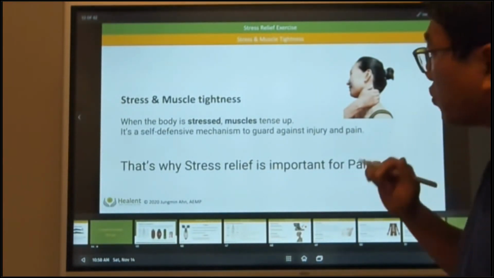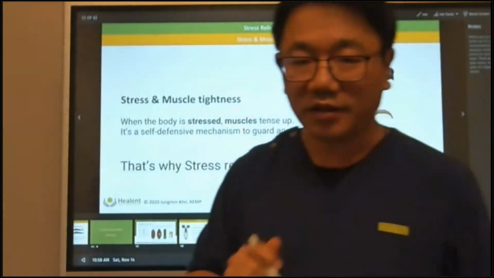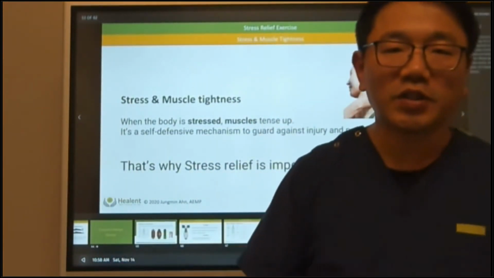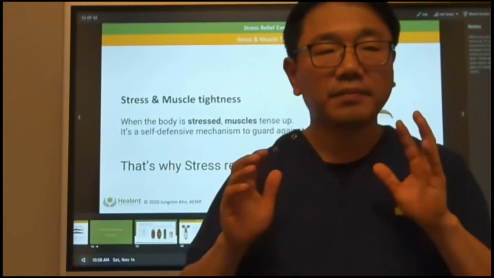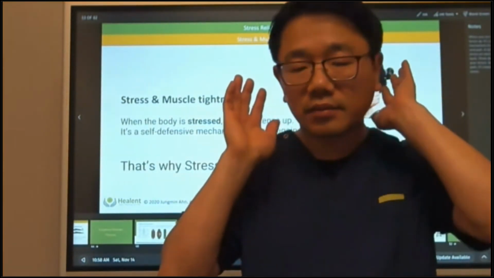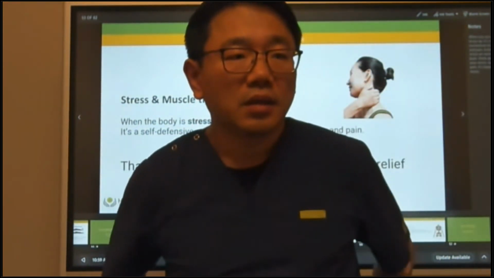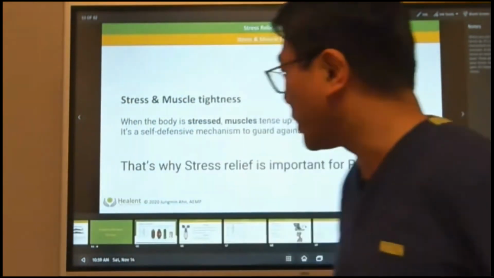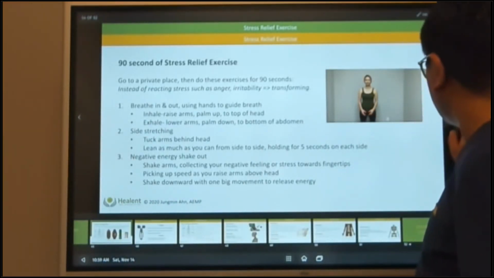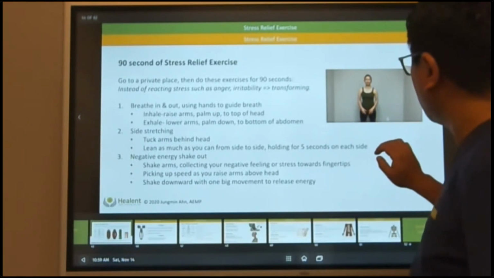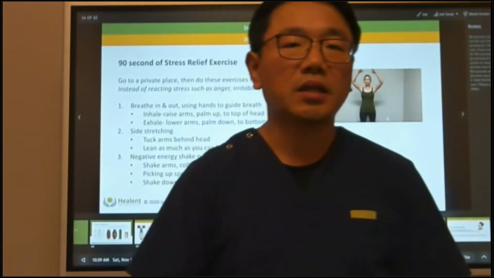So stress is causing the pain, as you know, as you experience. Some people hold their stress on the upper back and neck, and some people hold their stress on the lower back. So this is a good exercise you can do to relieve headache.